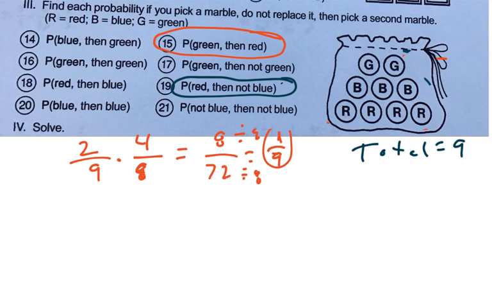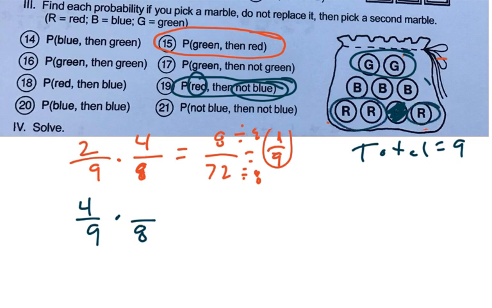So now what? Well, the chance of getting that red is 4 out of 9. But one of these reds is gone. It doesn't matter which one. Let's say that one's gone. That means there's only 8 marbles left. What's the chance of not getting a blue? Well, we have 2 green that are not blue. And we have 3 red still that are not blue. So do you understand? That's 5 that are not blue out of 8.